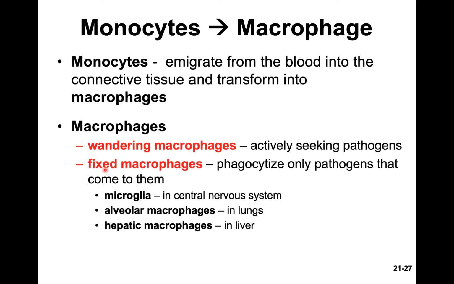And then you got fixed macrophages. These guys do not walk around. They are stationary. They stay where they are rooted, and these guys will only do phagocytosis of pathogens that come to them. For example, microglia are in your central nervous system. Alveolar macrophages are in the alveoli of the lungs. Hepatic macrophages are in the liver. These fixed macrophages are in the tissues of those organs and they do not move around. The only time they do phagocytosis is if a bacteria comes into its vicinity on its own.